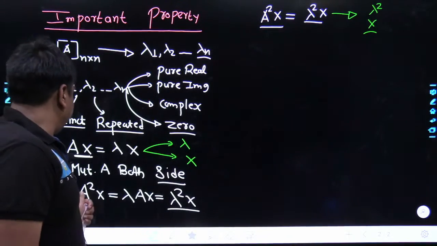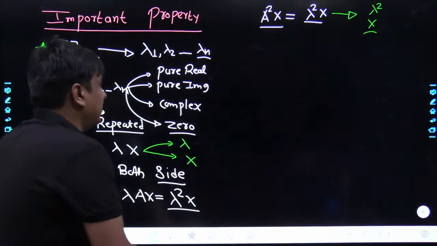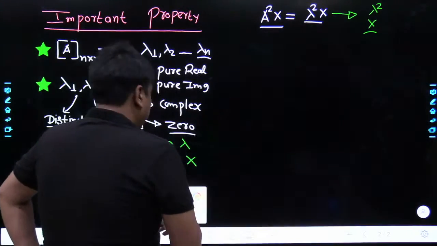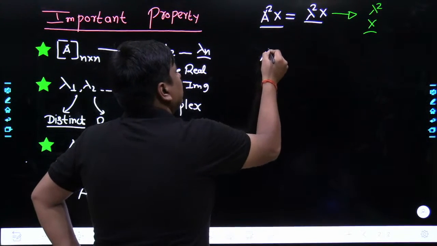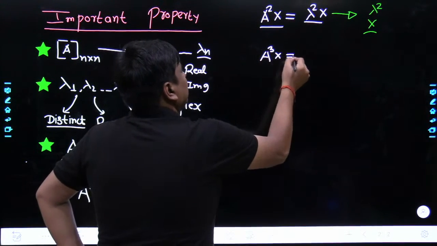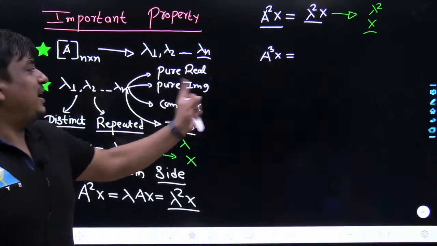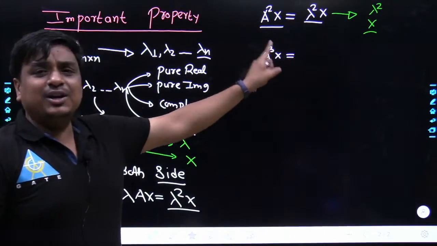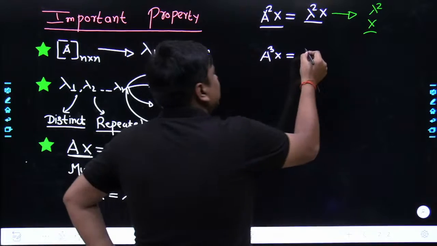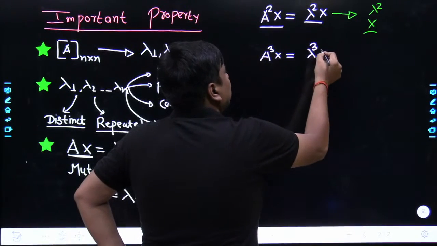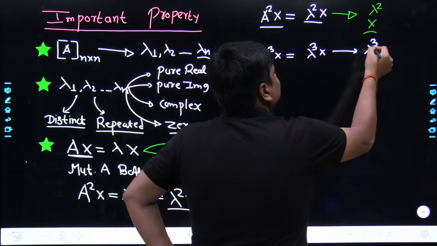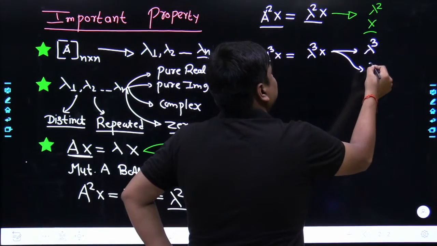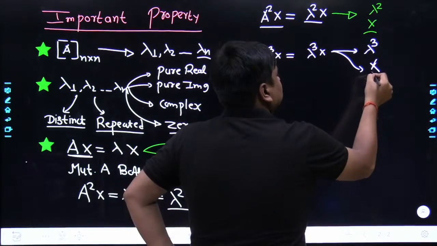And similarly, if instead of A square, we deal with A cube, may I know what would be the situation over there? If A cube is getting multiplied with x, the A cube x again becomes A square into A of x. The result would be lambda to the power of 3 into x. So may I know what would be the change over here? The lambda would become lambda cube, and the x would remain x.